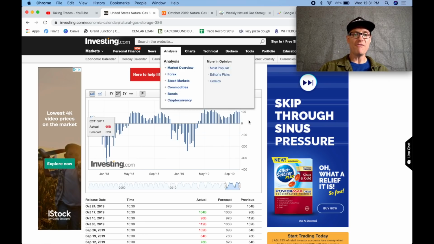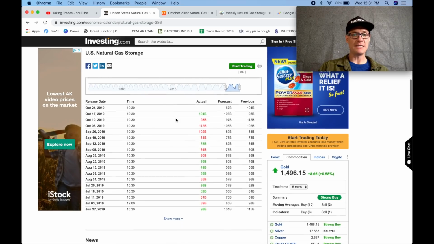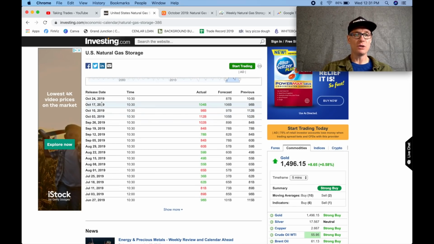Now, moving away from this, if I scroll down a little bit, this is even handier, in my opinion. You can look at all the release dates for the reports that have come out, and you can look at the actual, the forecast, and the previous. So we'll just look at what's happening tomorrow. October 24th, 2019 at 10:30 Eastern, which is 1 hour after the market opens, you can see there's a blank in the actual column. They're forecasting 87 billion cubic feet, and the previous was 104 billion, which you can see here. So you know right now that 87 billion cubic feet is the benchmark. That's what we have to beat.